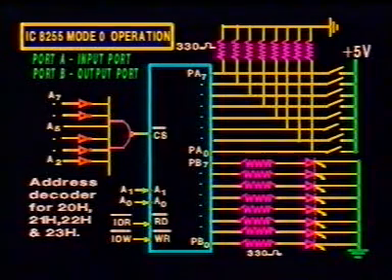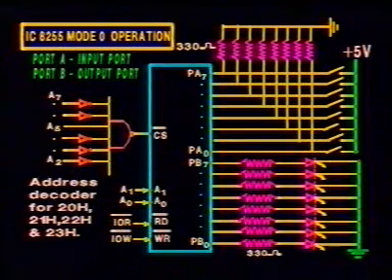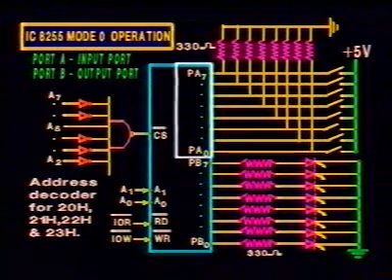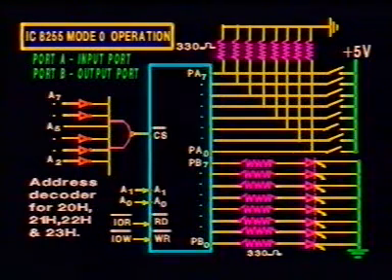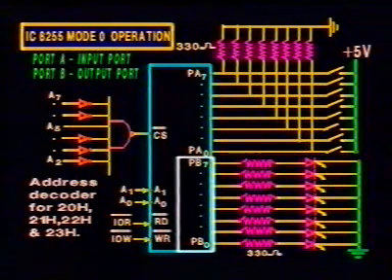The move immediate instruction loads the control word into the accumulator of the CPU. The out instruction transfers the control word to the control word register at address 23H. After these instructions are executed, the device is programmed. Port A will now operate as input port and port B as output port.